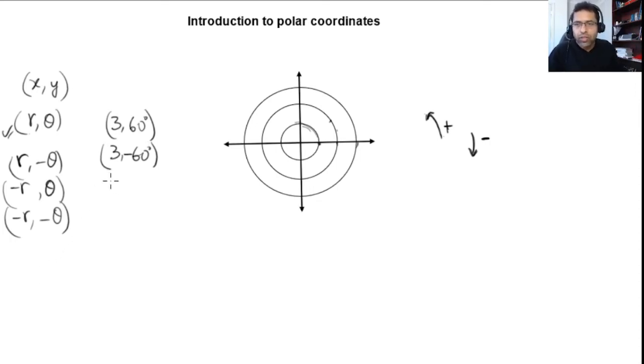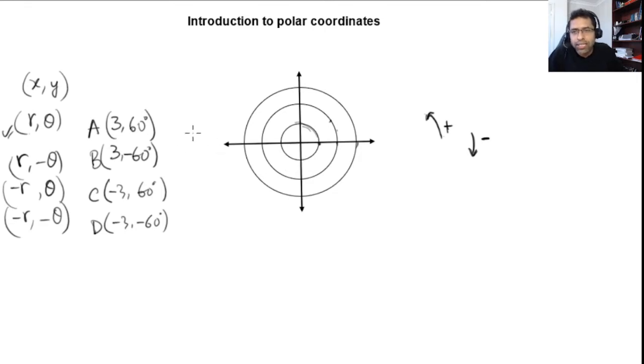Now, I am just taking (3, 60 degrees), but I want to see if that is coming both positive, the next one with 3 negative and 60 positive degrees, and the next one is if it is minus 3, minus 60 degrees, then where the points will be on that graph. Okay, now let's say this point is A, this is B, this is C, this is D. Then how can we locate these points on this graph?